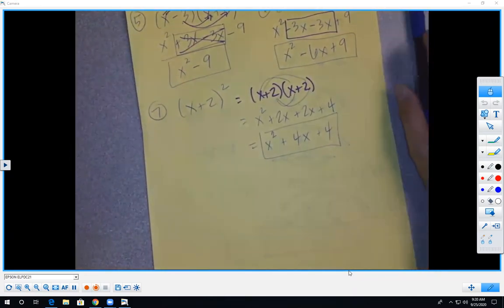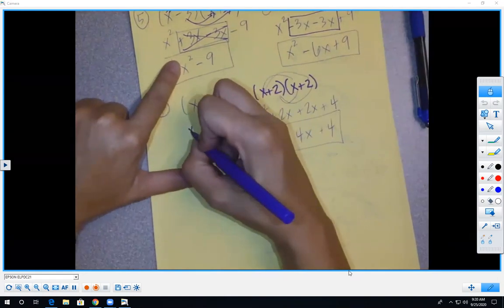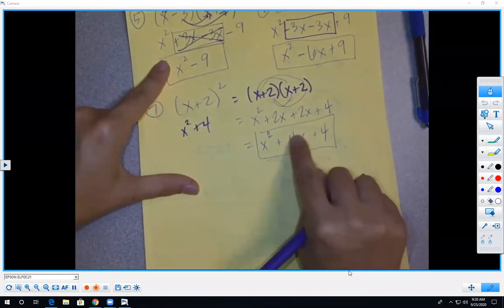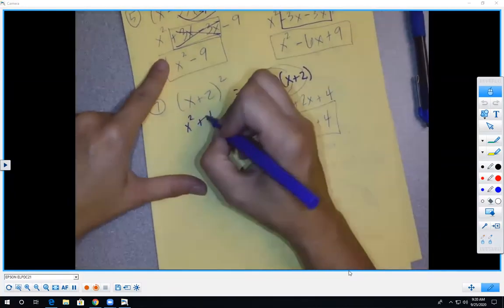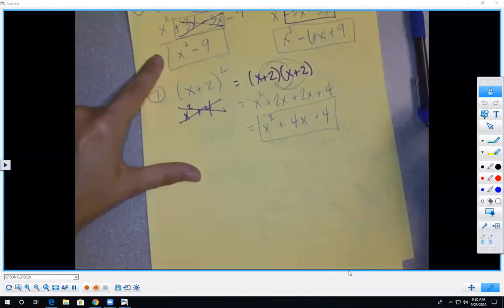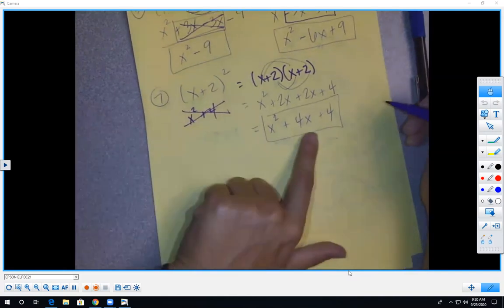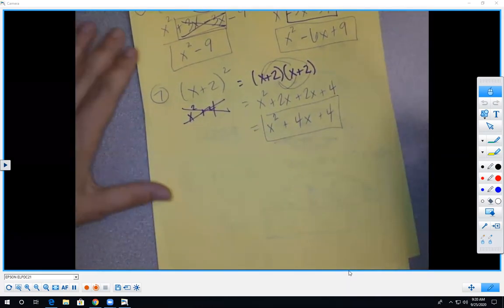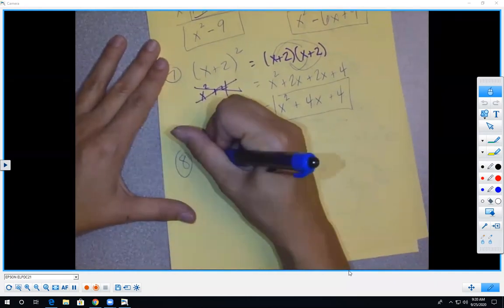Notice that if you just tried to square both of these things, you would just get x squared plus 4. Is that the right answer? No, you missed that middle term, that bx term. So don't just try to square everything or distribute the squared. Actually multiply it out. Okay. Let's do one more of those, of the squared ones.